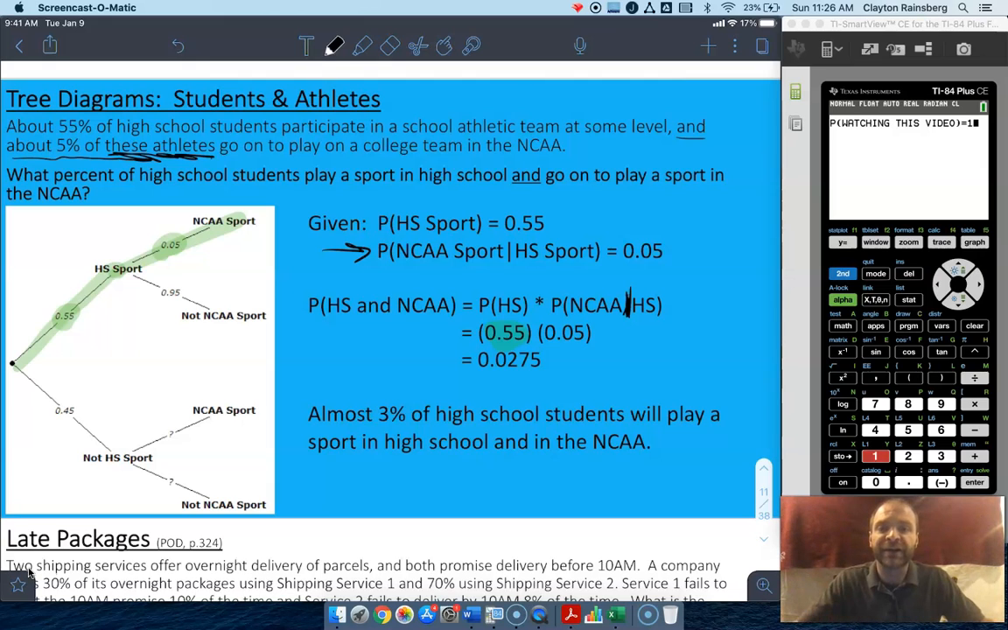So almost 3% of high school students will play a sport in high school and in the NCAA. This is a very introductory concept of the tree diagrams, the idea of conditional probability, and the general multiplication rule. We can follow the branches.